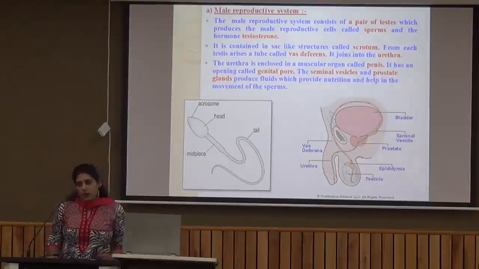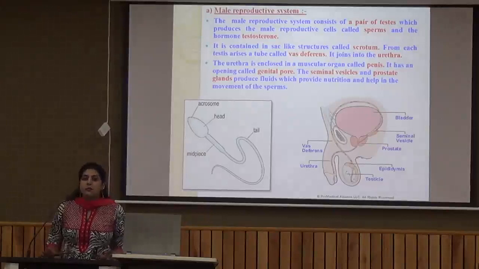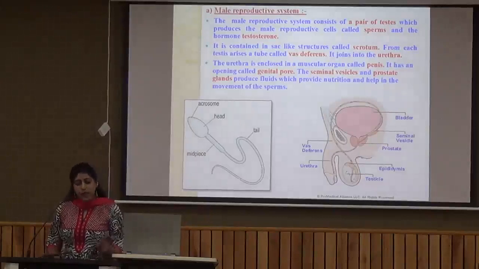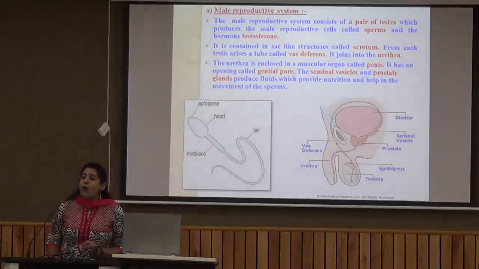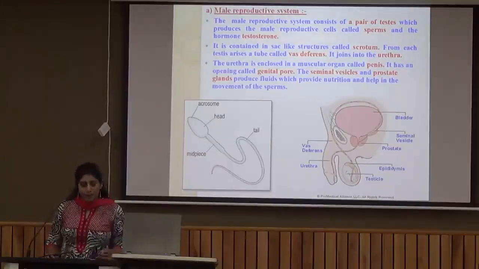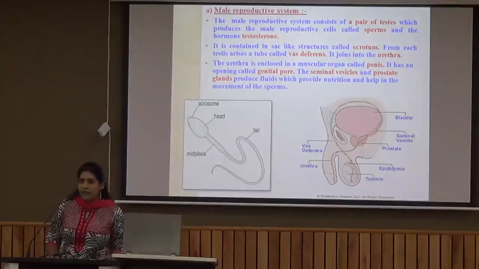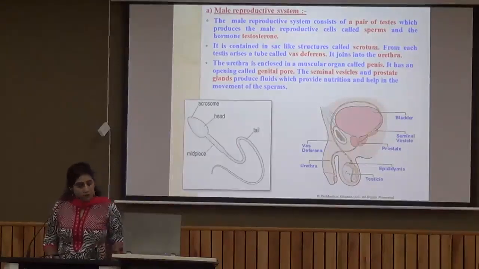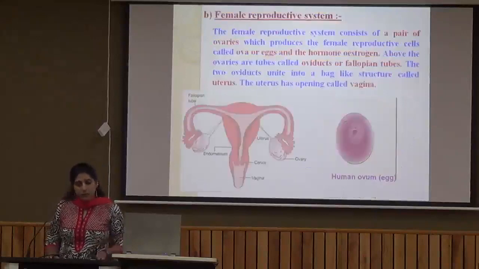It is very fast. At one go, they secrete millions of sperms. The head contains all the required information, the DNA component mainly. The midpiece provides support, and the tail is for movement. Now it is motile, it moves, whereas the female gamete does not move. So let's study the female gamete.